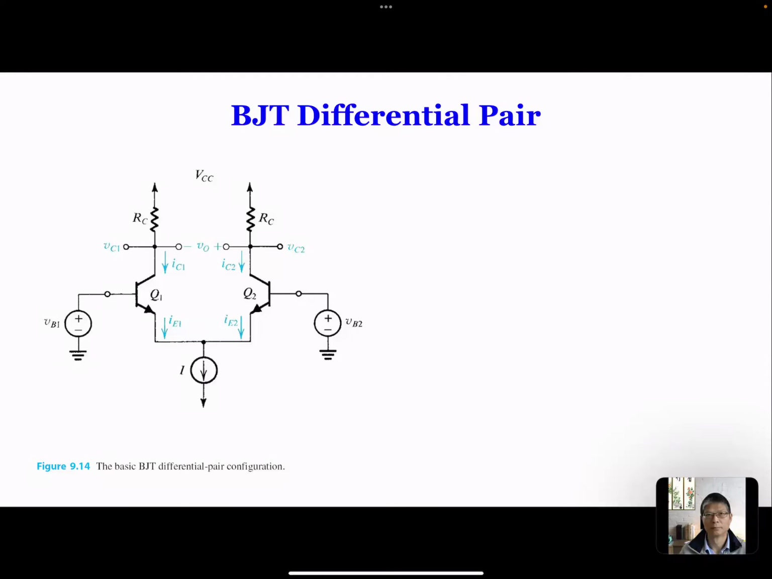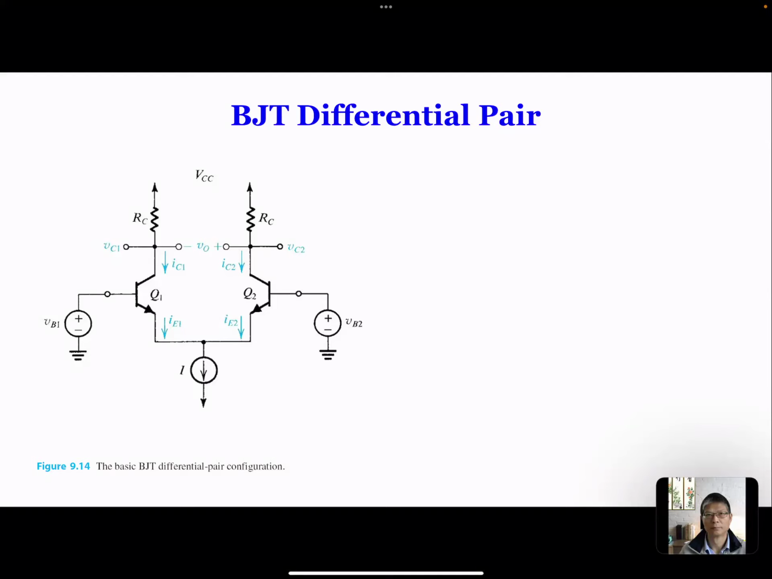When we do the DC analysis on this circuit, you have a current over here. This is the current source. Now this is an ideal current source, but in fact, from chapter 8, we already know that we can build a current source using all kinds of devices: BJTs, MOSFETs, we can build current mirrors. This current source provides a DC current, which means each of these is going to conduct some DC current.